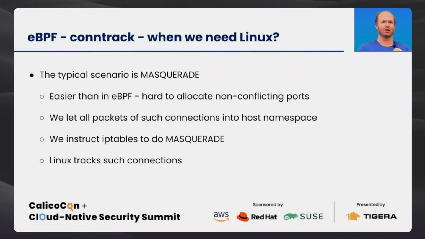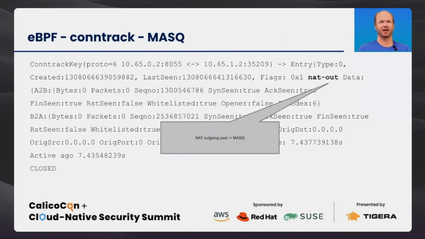So if we need to do SNAT, for instance a masquerade where we have NAT outgoing connections, that means connections leave the cluster, but we need to send them with an external IP. We mark those connections and let them through the host network stack, we let them through iptables, and let Linux do its job. Nevertheless, even in such a case, there must be a conntrack entry in the eBPF conntrack tables. You will just see something with a flag that says, okay, go through the iptables.